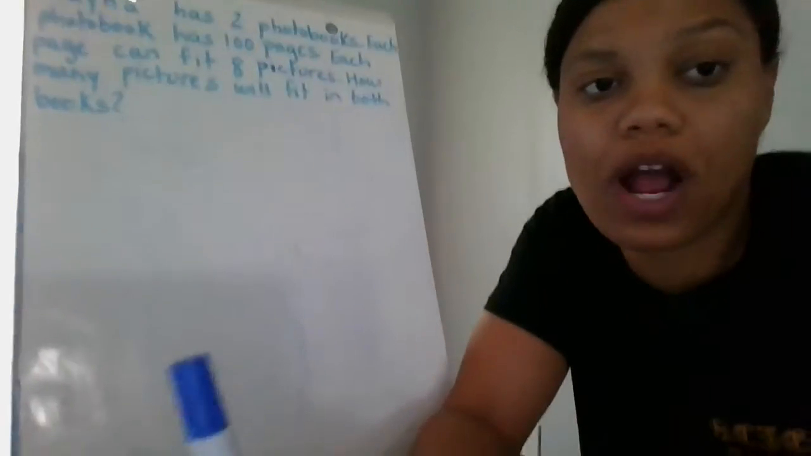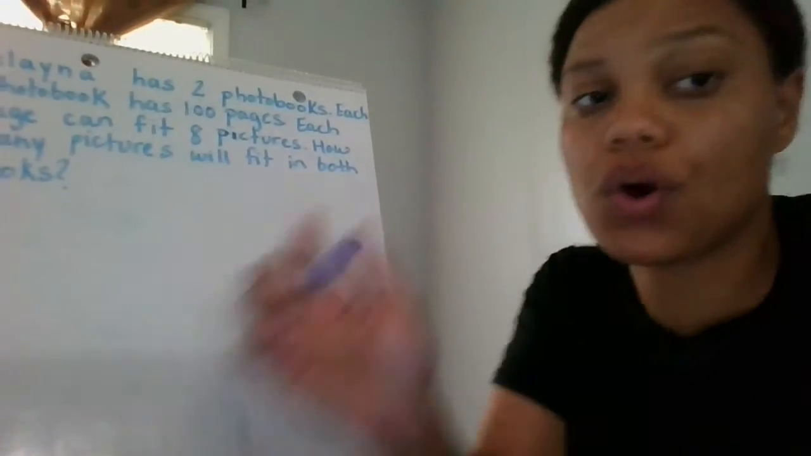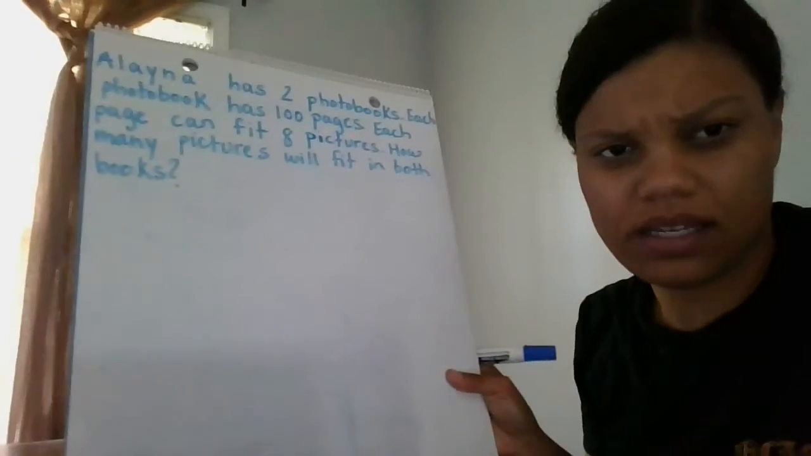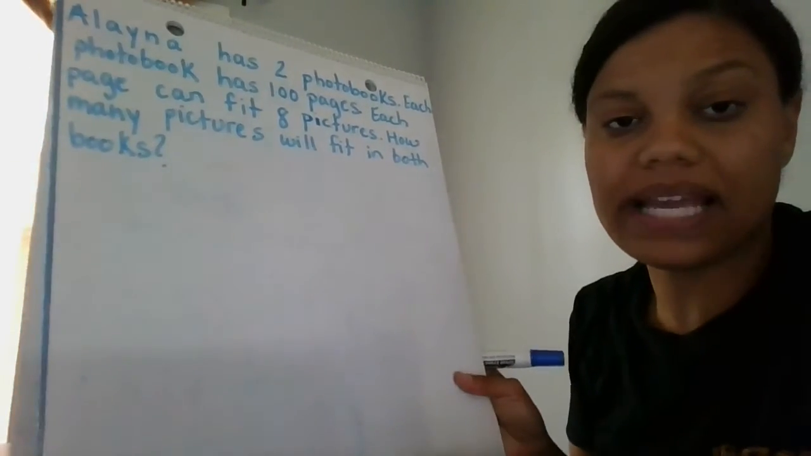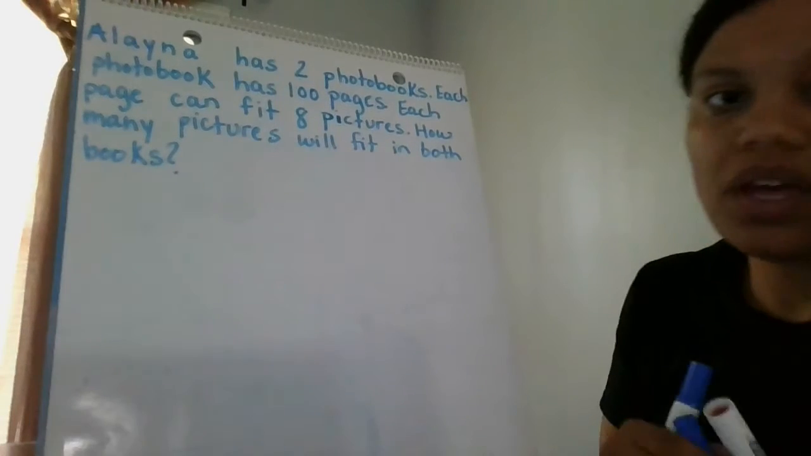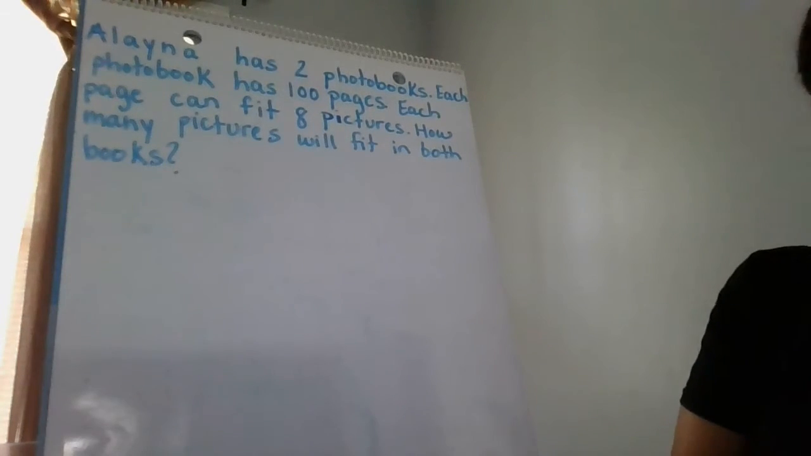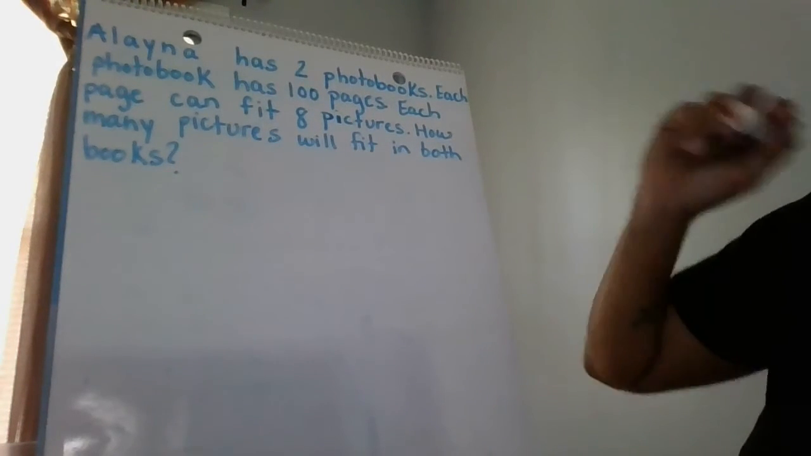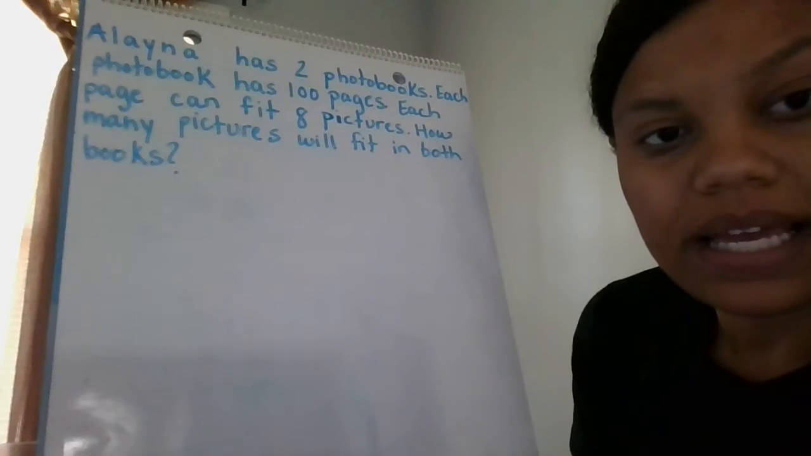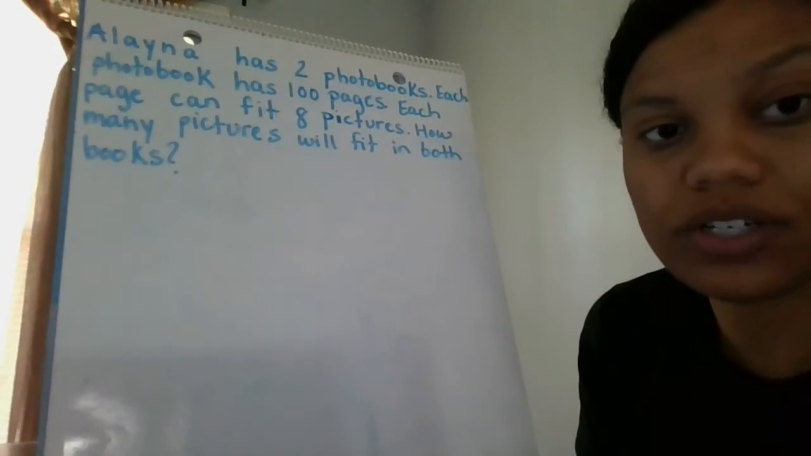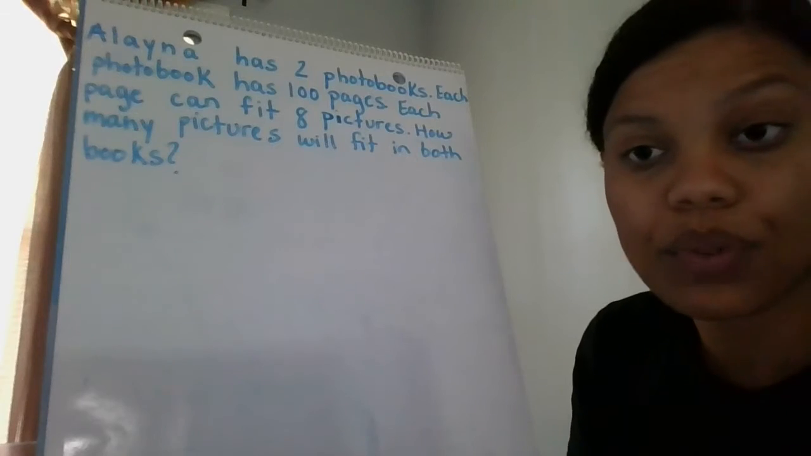Okay guys, I've got another problem for you to try out, this time though on your own. We're going to read it together and make sure you guys can see it. All right, so Elena has 2 photo books. Each photo book has 100 pages each. Each page can fit 8 pictures. How many pictures will fit in both books?